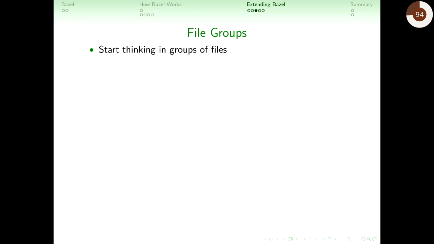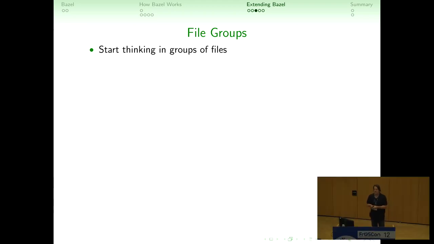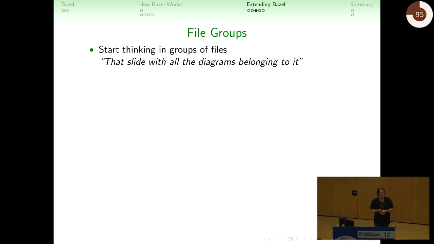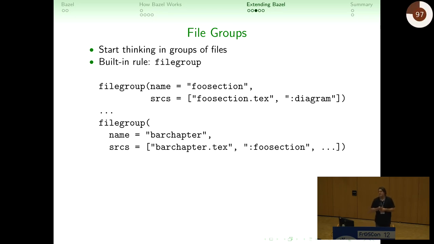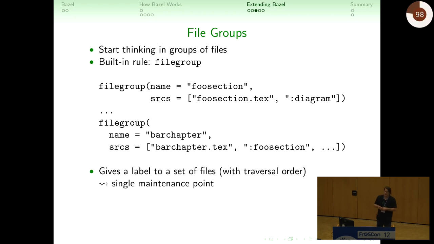The next thing you notice is that in the particular example of LaTeX, you start thinking in groups of files. You have that slide, and it contains five diagrams, so it is basically a set of files that you want to declare. And for that, Bazel had something built in, which is called a file group. It's a named set of files that may be source files, that also may be generated files, in which case you get a dependency on the underlying target. Yeah, a named set of files.